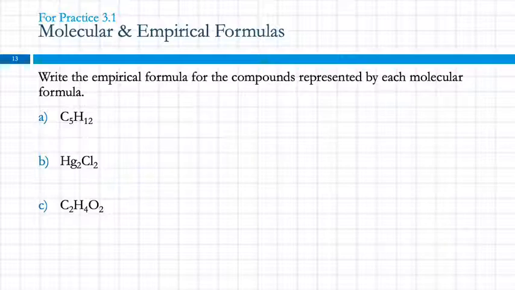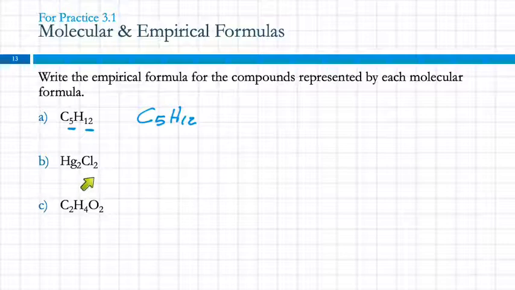So here we're asked to write the empirical formula for these compounds given their molecular formulas. So what are we looking at here? We're looking at the ratio of atoms of each element, right? So this one has 5 carbon atoms to 12 hydrogen atoms. Can that be made smaller? No, because 5 and 12, the only common factor they have is 1. And so this is the empirical formula, C5H12. It's the empirical and the molecular formula.